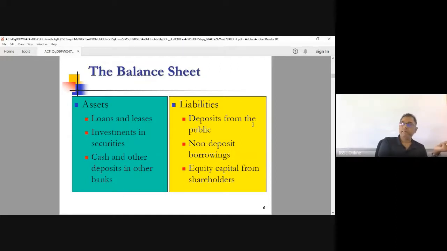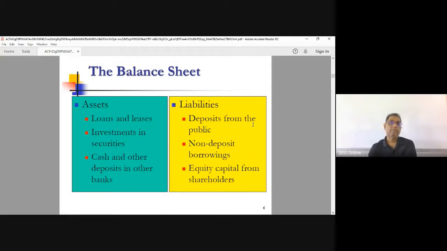You see, the bank can raise funding from many sources. Most traditional of it will be deposits from the public, but it can go to non-deposit borrowing, say from the interbank and things like that. And of course, if it's a listed company, equity from its shareholders, or even private equity. It can basically be equity financing coming in to raise funds. So that's where the money comes from, in a very simple way.